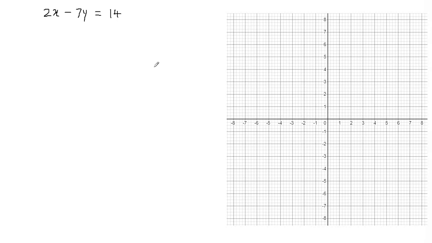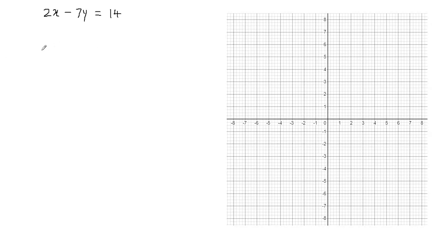Hi, in this video we'll learn how to graph an equation in standard form. Now the equation 2x minus 7y equals 14 is in standard form, and how do we graph this equation? To graph this equation, we're going to first find the x-intercept and then we're going to find the y-intercept.